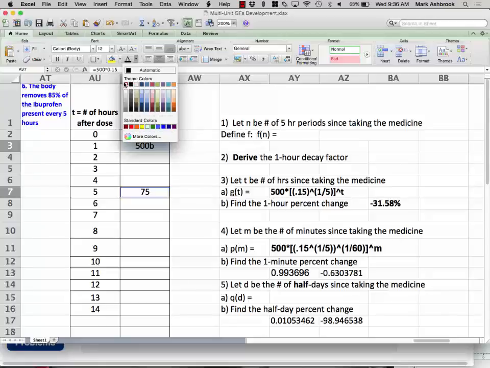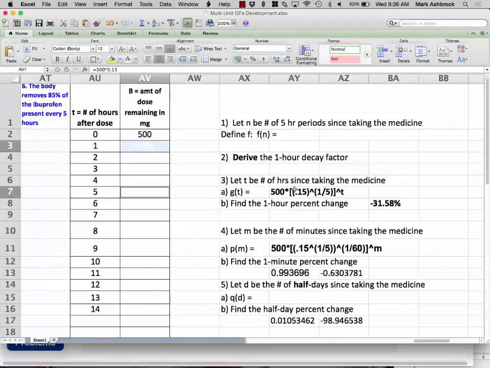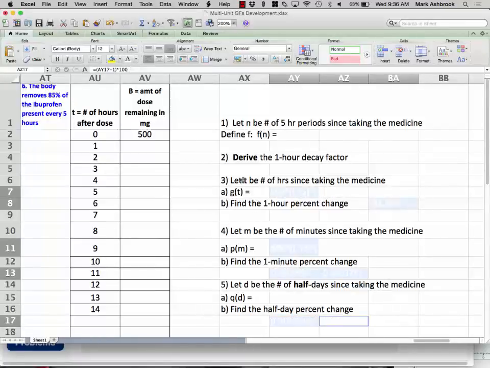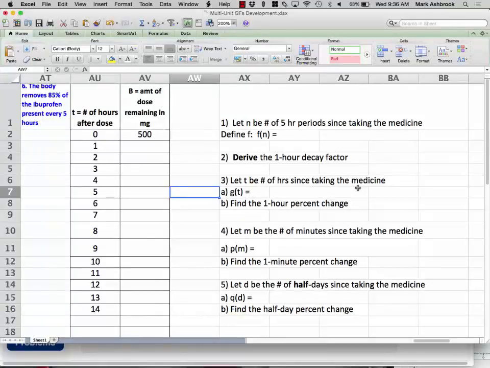Okay, so read that blue thing up in the upper left corner, if you can read that. So it says the body removes 85% of ibuprofen present every 5 hours. So every 5 hours after you take ibuprofen, your body removes 85%, it disintegrates or is flushed out of the body. Okay, so let n be the number of 5-hour periods since taking the medicine.